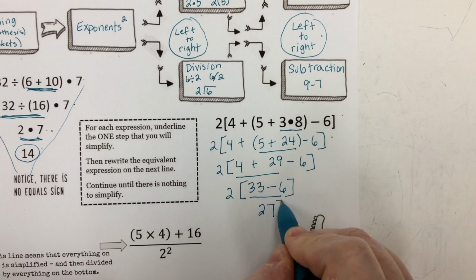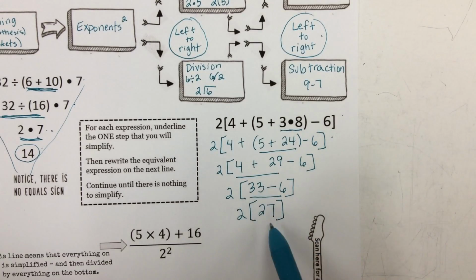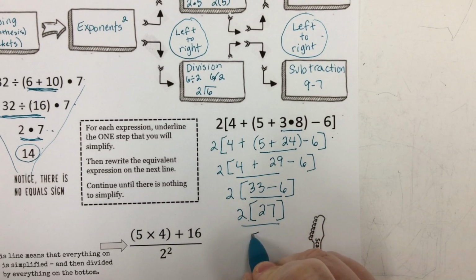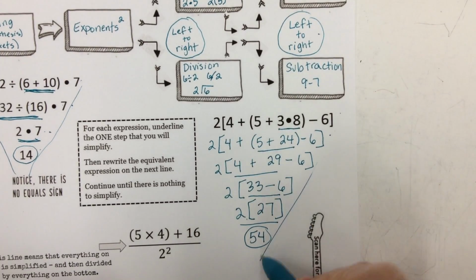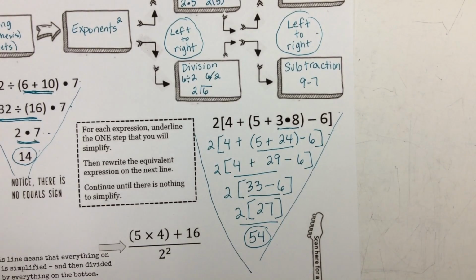And I have my bracket there, and my 2 is smushed up against it here. That means I multiply 2 by whatever is in there. Now that I've simplified it as far as I can, multiply 2 times 27. I underline my step. And it is 54. And that is my answer. Notice it still looks like my little ice cream cone here. No equal sign anywhere.